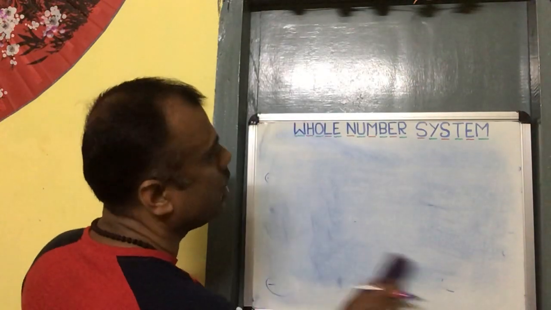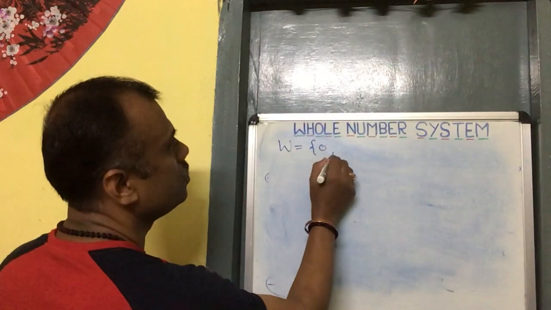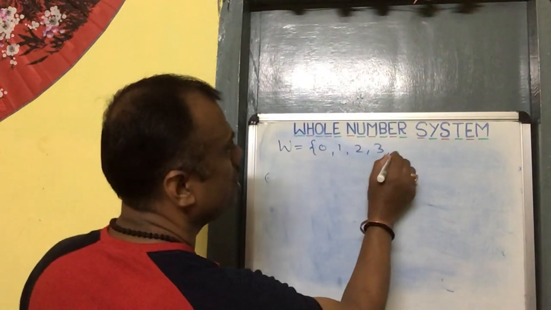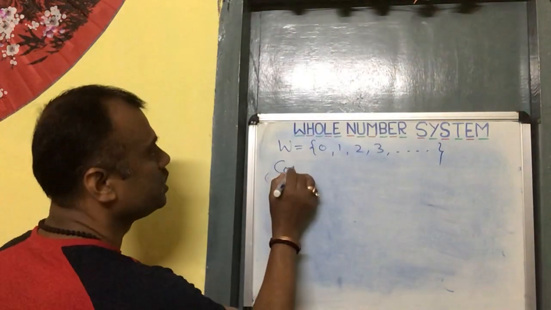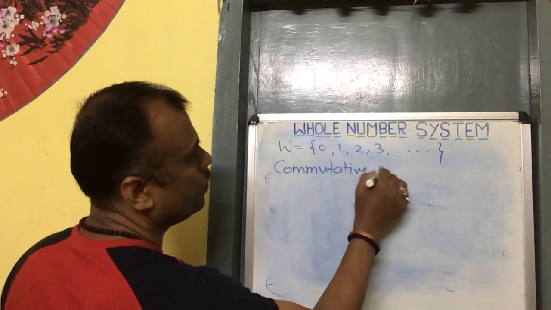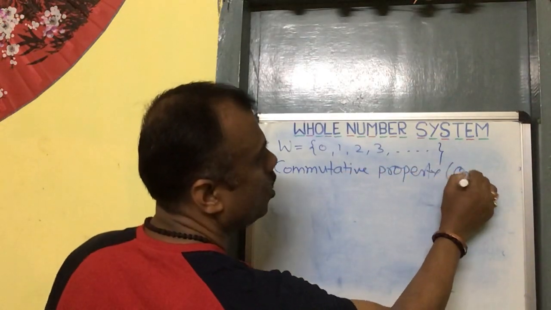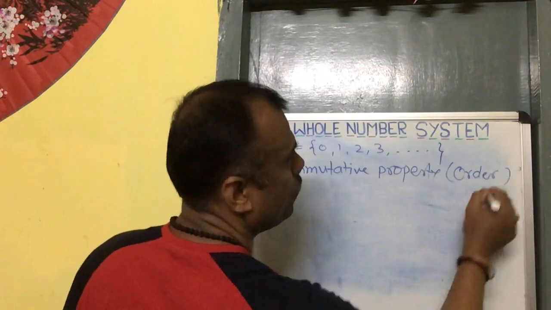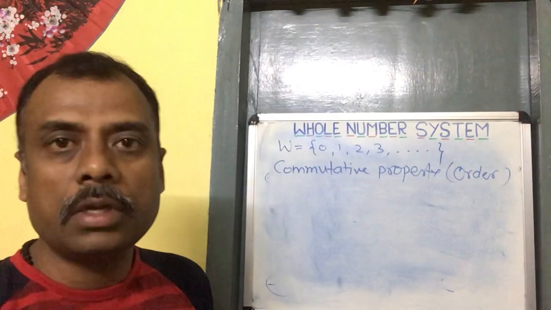Before that, let us write what the whole numbers are: 0, 1, 2, 3. You can take any number from this. Another one is the commutative property. Commutative property indicates order. Whenever you think about this word commutative, you think about the order.